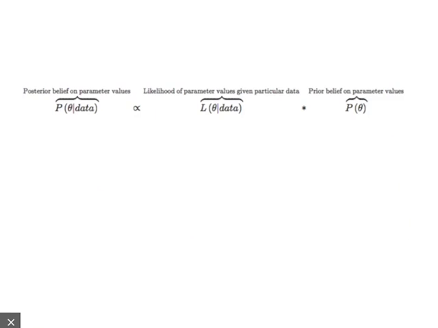Bayesian inference consists in updating a prior belief you hold by using data. Bayesian inference uses Bayes' theorem to update a prior distribution of possible parameter values to a new posterior distribution. The multiplication of your prior belief by the likelihood of your prior belief given particular data is proportional to your posterior belief. Mathematically, the prior is the probability P of parameter values, theta, the likelihood is the likelihood L of theta given data, and the posterior is the probability of theta given data.